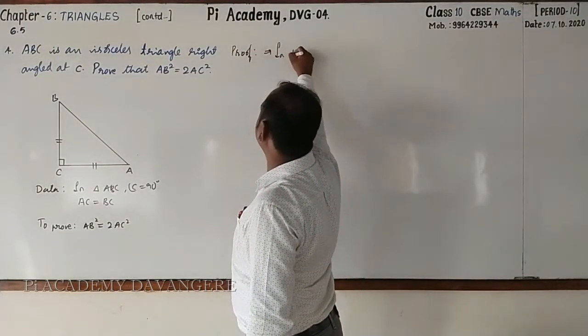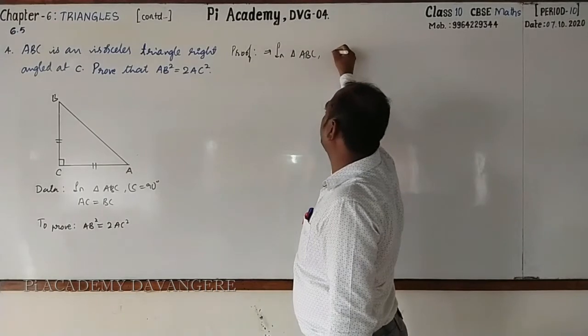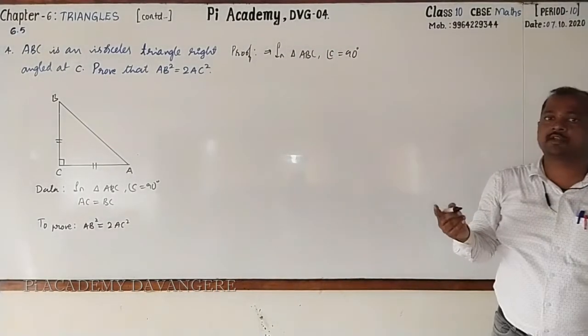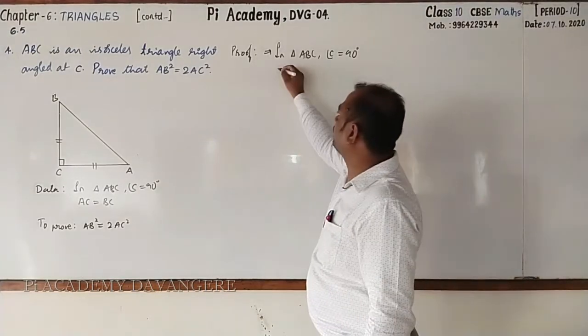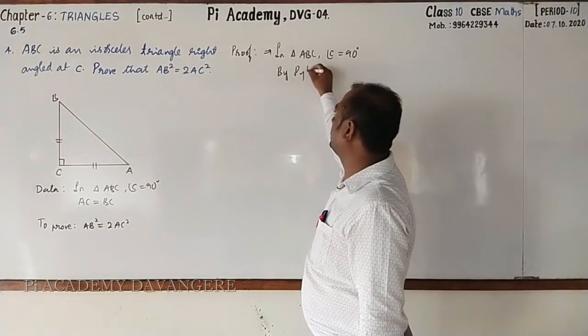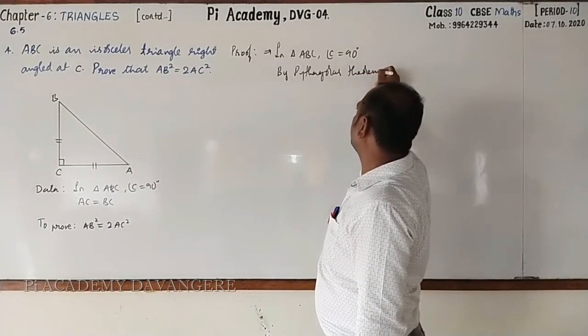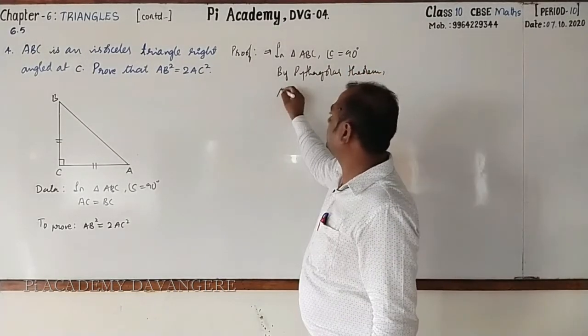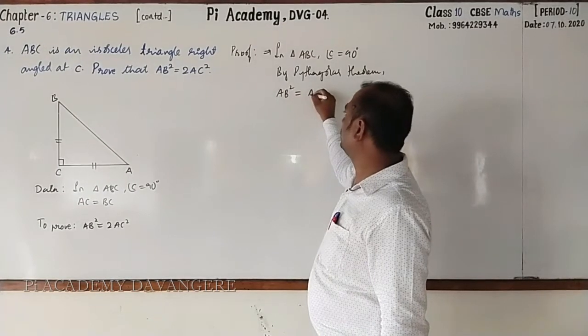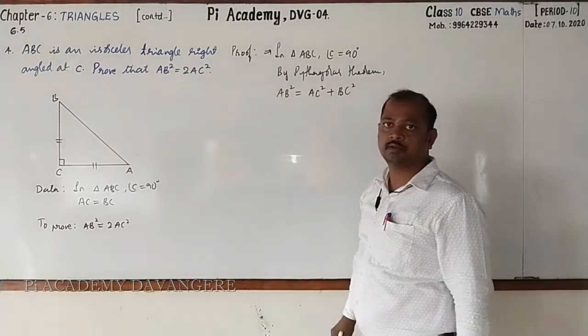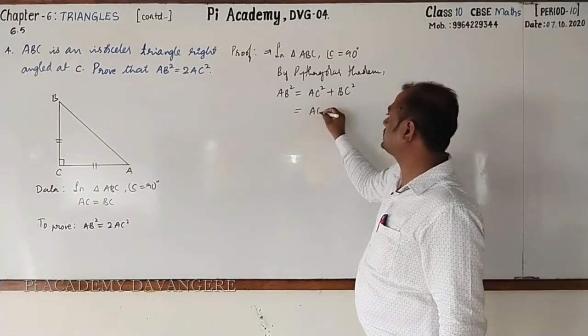Here, again, in triangle ABC, angle C is 90 degree. As one angle is 90 degree, it is a right angle triangle. We can go for using Pythagoras theorem. By Pythagoras theorem, we can write AB square is equal to AC square plus BC square. It is equal to AC square.